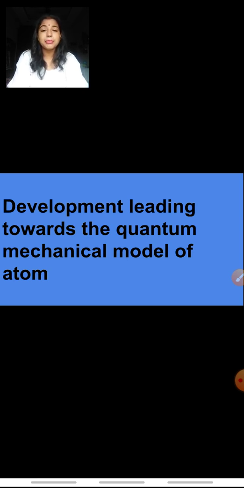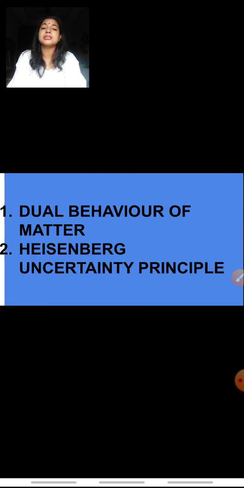Now again I'm repeating the developments leading towards the quantum mechanical model of atoms. What were the two developments? The first is the dual behavior of matter, given by de Broglie in the year 1924, according to which each material particle in motion should also exhibit dual behavior like electromagnetic radiations, that means both particle nature and wave nature. And second is the Heisenberg uncertainty principle.